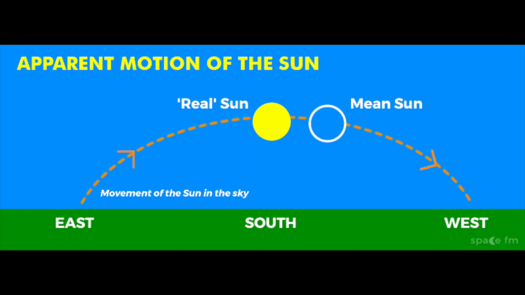Sundials have been used to tell the time since antiquity. When correctly aligned, they indicate apparent solar time, AST, apparent solar time.